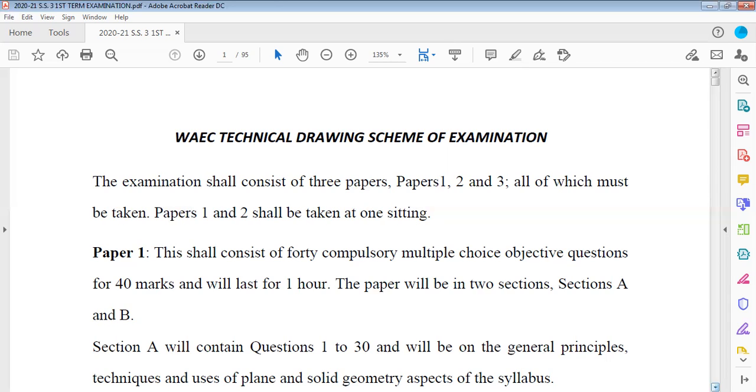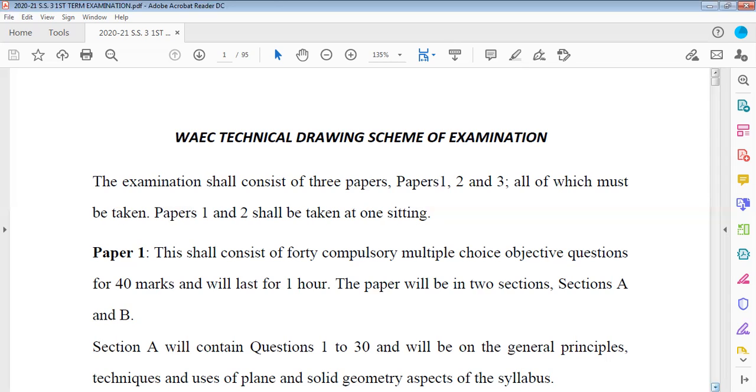Now, as you can see on the screen, what I want to share with you today is about the WAEC technical drawing scheme of examination, how the papers will be presented to you and what you are expected to know before you sit for the paper. Let's go into it without wasting our time.